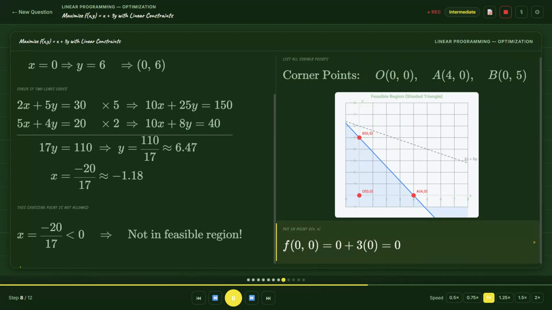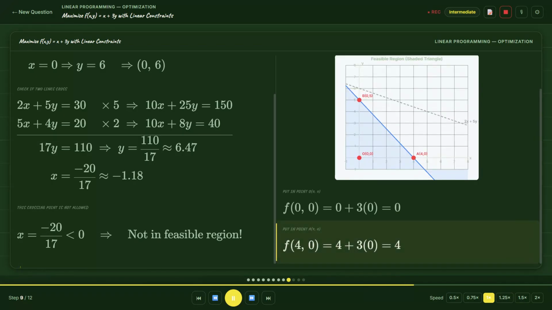Now let's put each corner point into our goal, x plus 3y, and see which gives the biggest number. At (0, 0), we get 0 plus 0, which is just 0. At the point (4, 0), we get 4 plus 3 times 0, which is 4. That's bigger than 0, but let's check the last corner too.